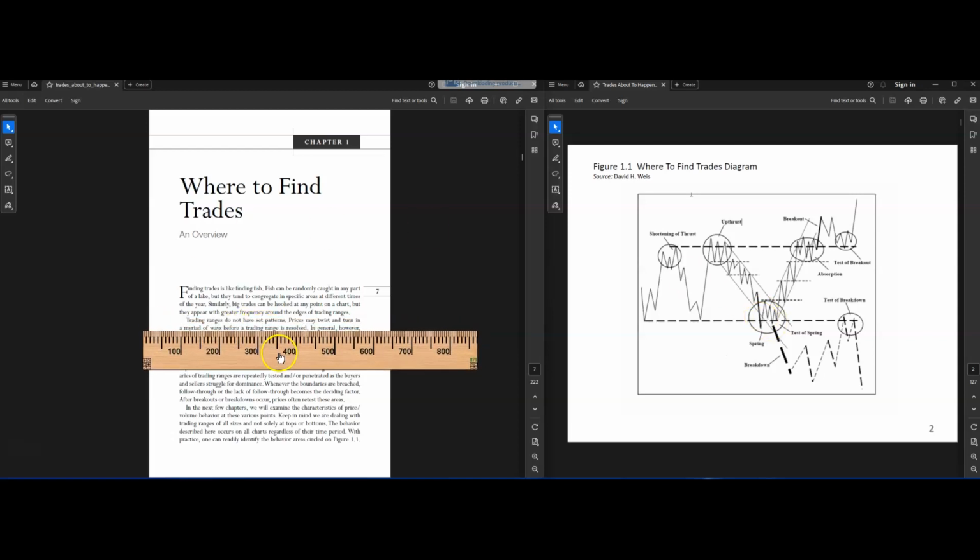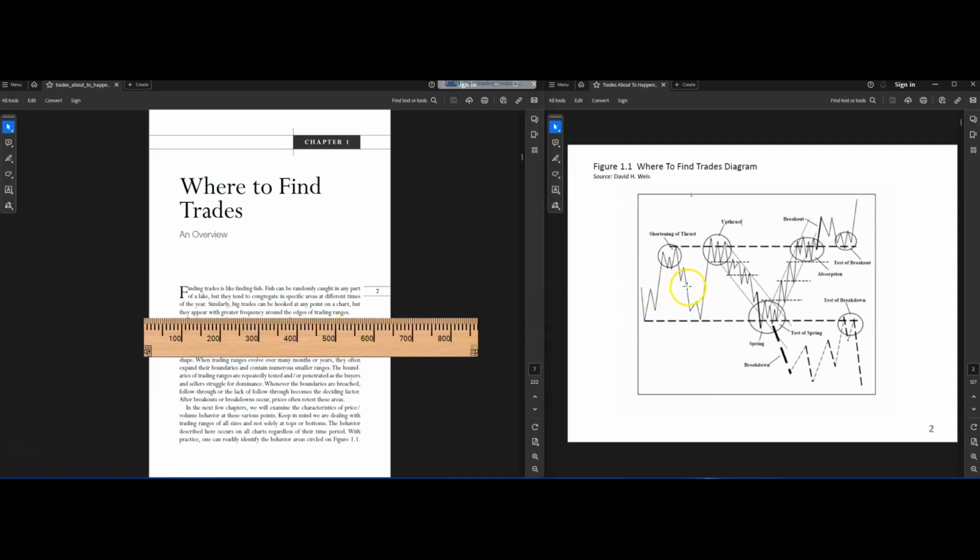All right, and the point is you got to know the edges. So this is the range prior to the breakout, which happens here. So prior to the breakout, this high of the range and low of the range is marked.